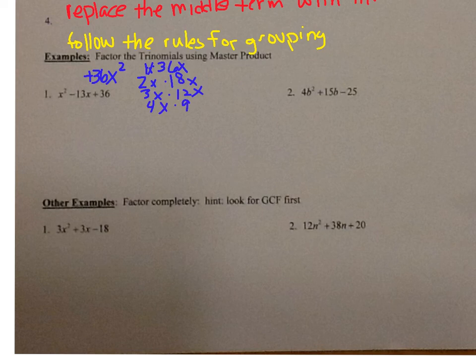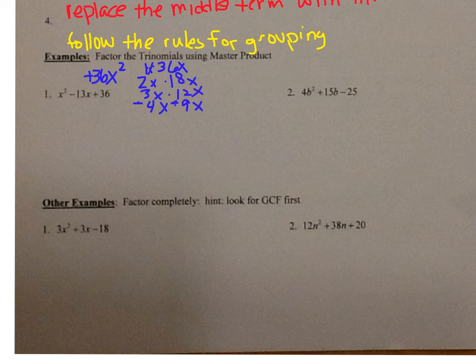4x and 9x. Well, that's it. 4 times 9 is 36, and 4 plus 9 is 13. So notice I have the x's there too, right? Because x times x is x squared. And 4x plus 9x is 13x. Now, when I add 4x and 9x, it has to be negative 13. That means that it has to be negative 4 and negative 9.